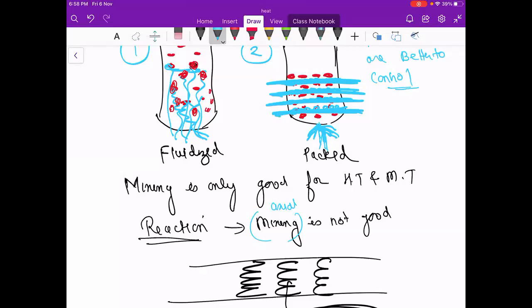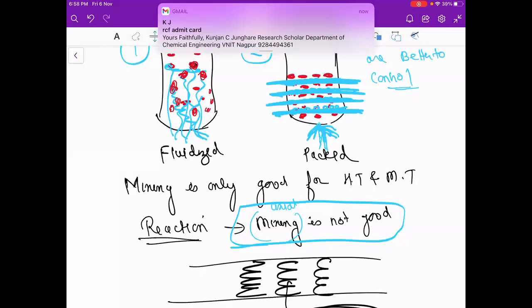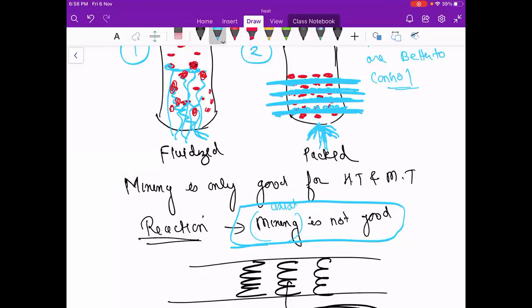Yes, I'm talking about axial mixing is not good. So you can tell me one reaction in which the mixing is good. There is only one reaction. Yes, autocatalytic reaction. This you can remember: autocatalytic reactions are good with mixing.